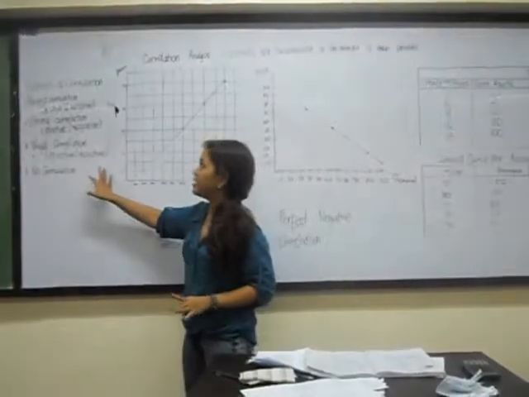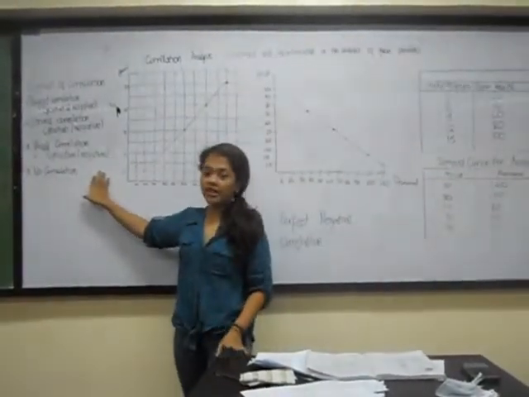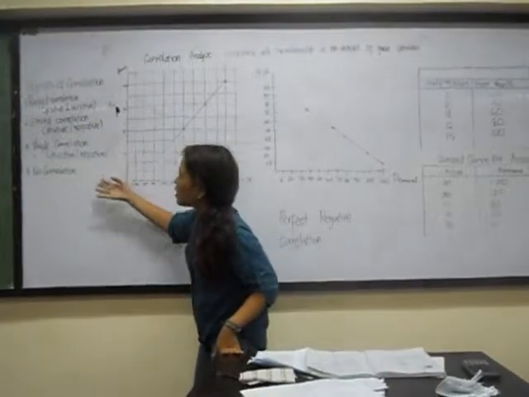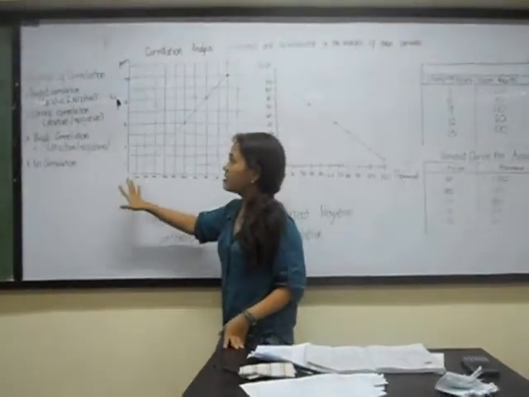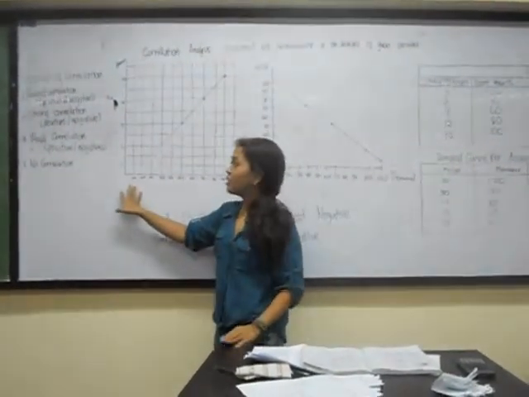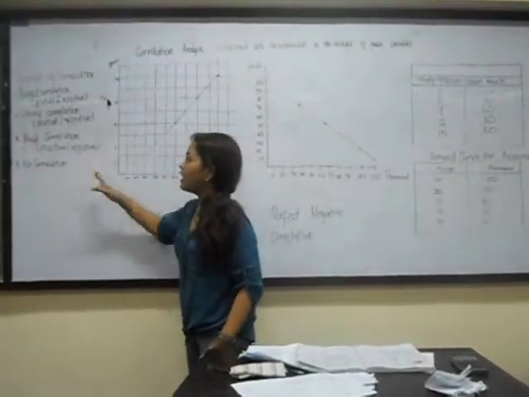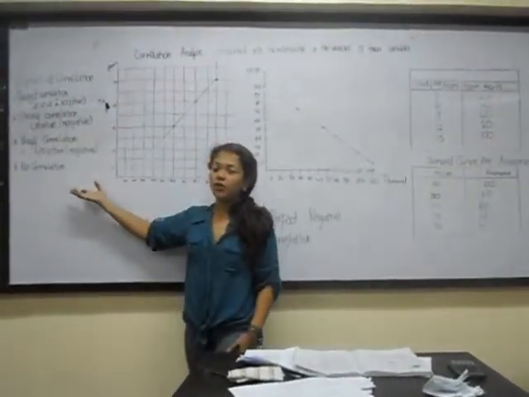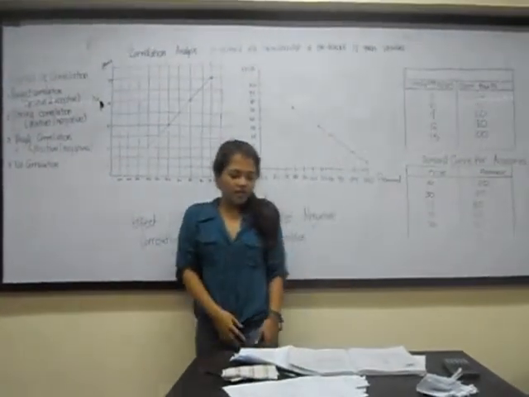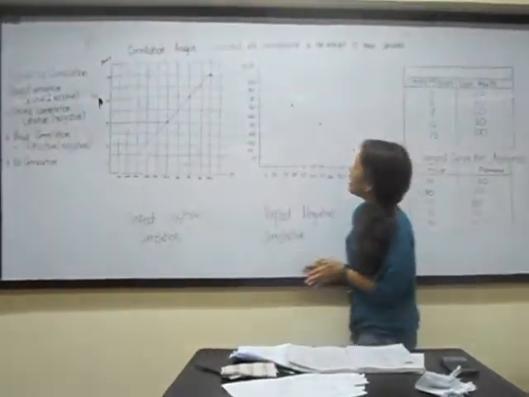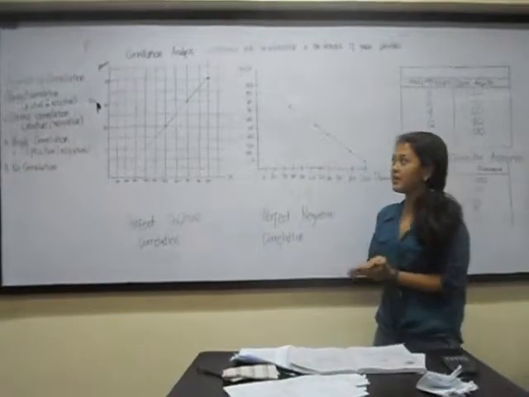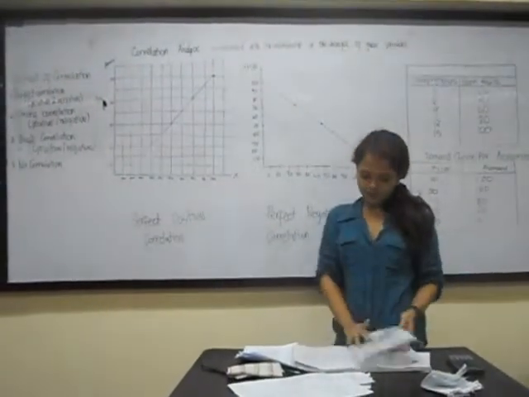Here we have four distinctions of degrees of correlation. First, the perfect correlation. Second, strong correlation. Third, weak correlation or some correlation. And fourth, or last, no correlation. Later we will discuss the different degrees of correlation.